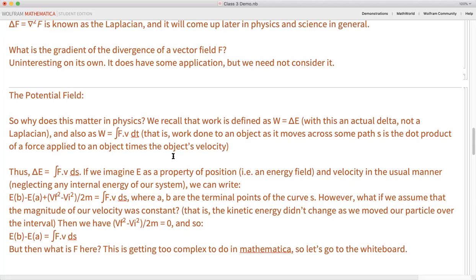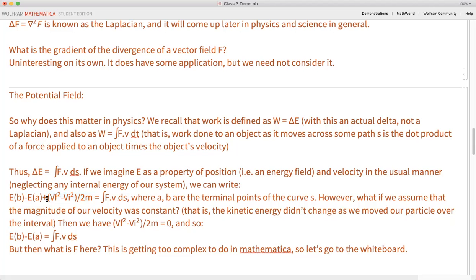Really basic claim. But that's analogous to thinking of energy as a property of position or a function of position. Then we can write the energy at some position B minus the energy at some position A plus a kinetic energy change is this dot product, is this change in energy. So we imagine that our particle has inherent in it some energy depending on where it is. And that energy is expressible as a function of space that says, if our object's here, it has X joules. If our object is over there, it's got Y joules.